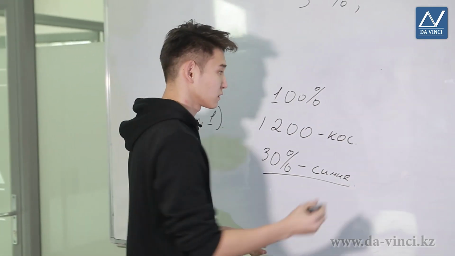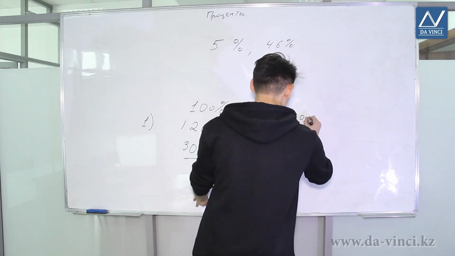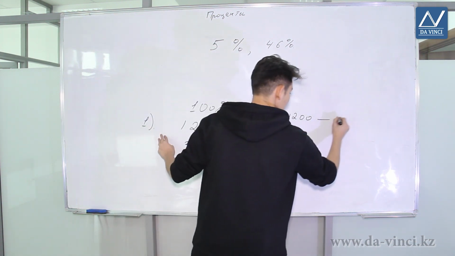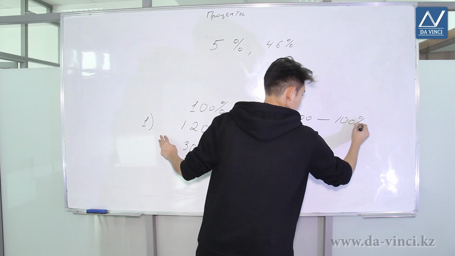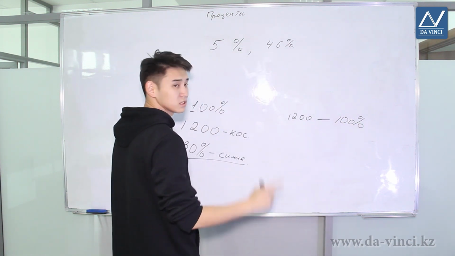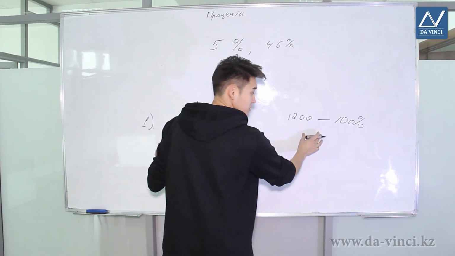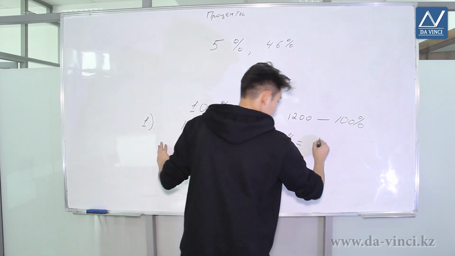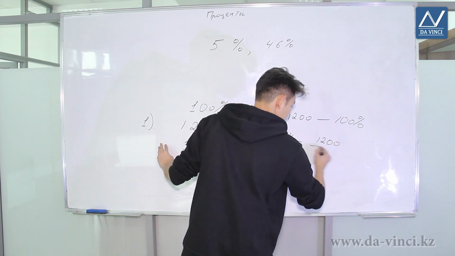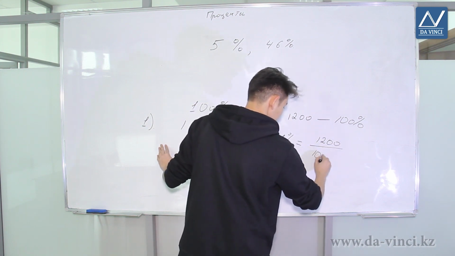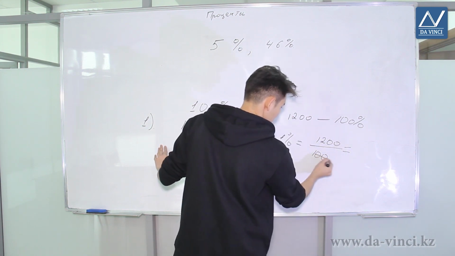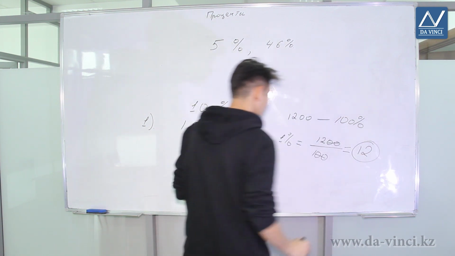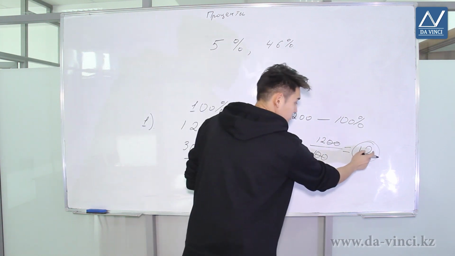How to solve this? As we know, the company produced 1,200 suits per year. This is the whole amount. That is, it makes up 100% of all suits. First, we have to find the 1%. How to find the 1%? 1% will be equal to 1,200 divided by 100. Zeros are reduced, so we have 12. That is, 1% is equal to 12 suits.